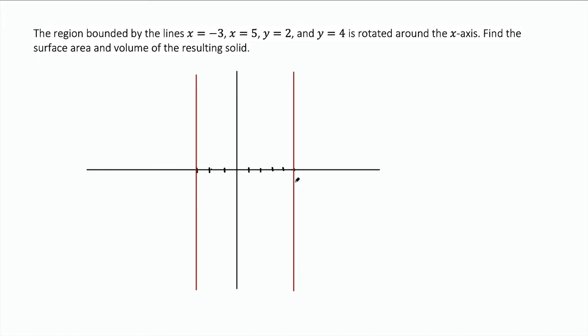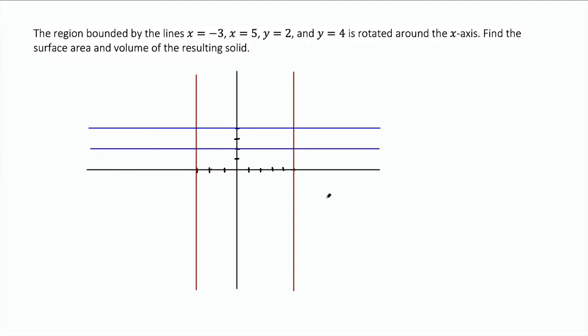Okay, and then we have the lines y equals 2, so 1, 2, and y equals 4, 3, 4. So let's go ahead and draw those. That's up at 4 and at 2, going, of course, in both directions.